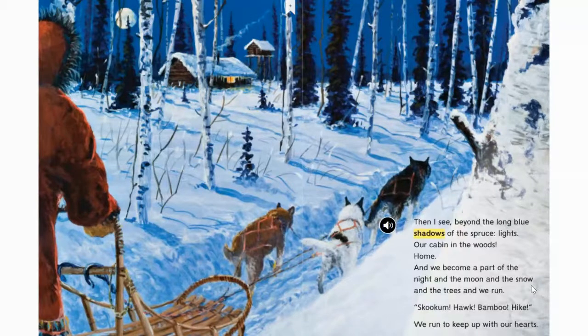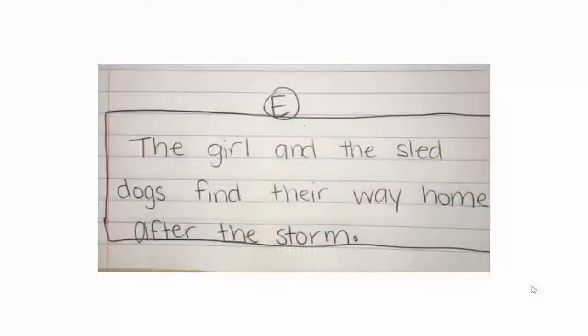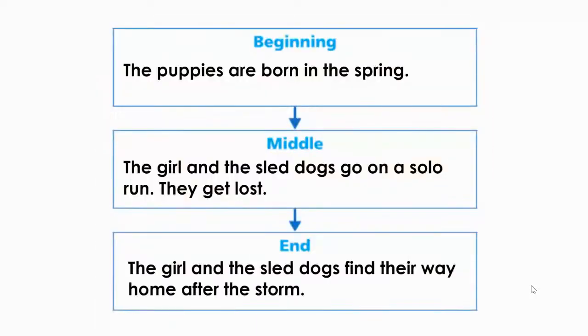So I wrote, the girl and the sled dogs find their way home after the storm. So that shows us that the storm has ended and they returned back from their first solo run. Again, I typed it out for you if it's easier to read than my handwriting. You're filling in your box labeled end or E for end in your composition notebook. The girl and the sled dogs find their way home after the storm.